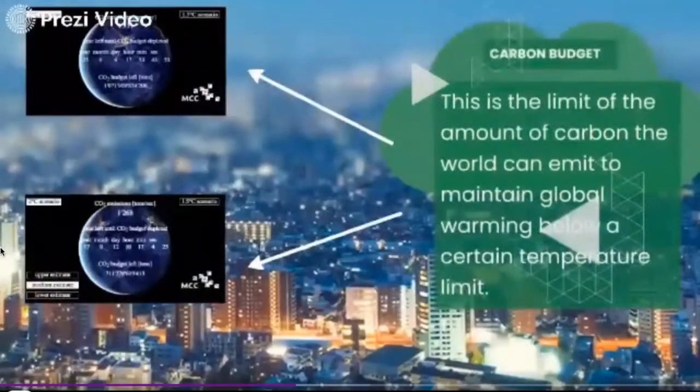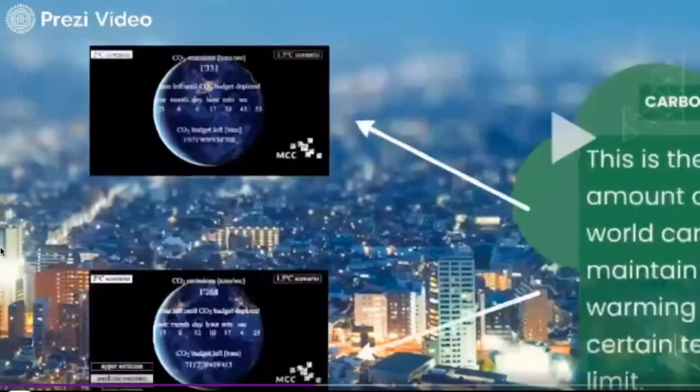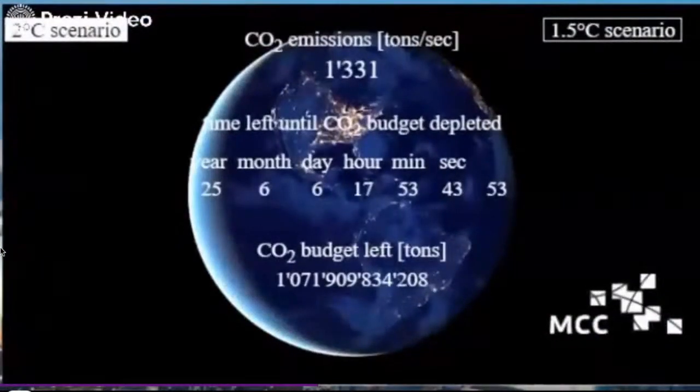What is the carbon budget? If you're going to limit this carbon dioxide, we need to know what this budget is and what we are working at. And the carbon budget is the limit of the amount of carbon the world can emit to maintain global warming below a certain temperature limit. And this lets us know we have the 2-degree budget. In the 2-degree budget, currently we have about 1,170 gigatons of carbon. This is the carbon budget for a 2-degree increase in temperature.